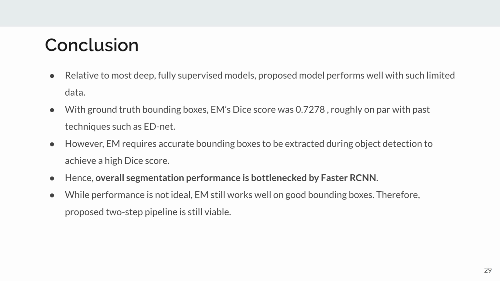However, because EM requires accurate bounding boxes to be extracted during object detection to achieve this dice score, we can say that the overall segmentation performance is bottlenecked by Faster RCNN. While performance is not ideal, I think it still works well on good bounding boxes, and therefore the proposed two-step pipeline is still viable.